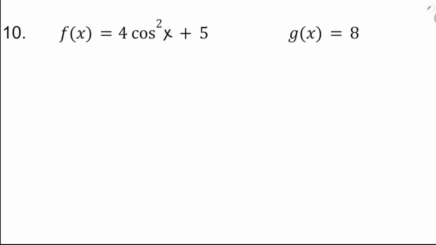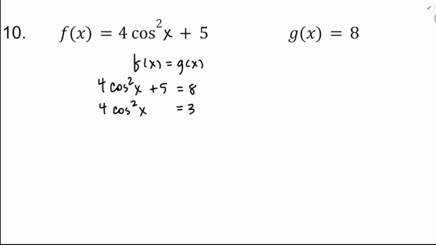Next one is 4 cosine squared x plus 5 equals 8. So I'm going to set the two things equal to each other, and I'm going to try to solve for cosine x. Try to get that cosine on its own on one side of the equation. So I'm going to subtract 5, then I'm going to divide by 4.